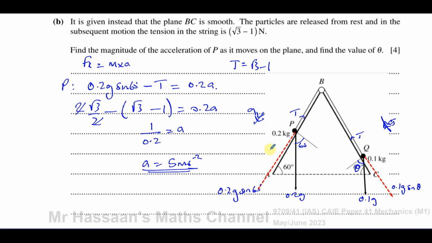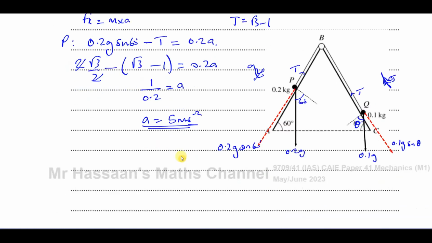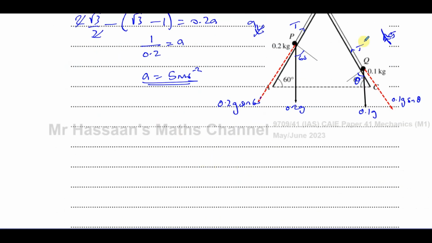Okay, and of course it's the same as the acceleration of Q, because they are connected by a light inextensible string. But that's the acceleration of particle P. And then we've got to find the value of theta. So I know the tension in the string. Okay, I can resolve the forces for Q now.